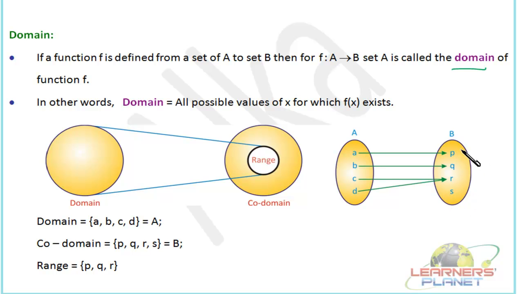All the elements of set B are part of the codomain, but the range will be P, Q and R only, right? Domain is A, B, C, D, that is set A. Codomain is P, Q, R, S, that is set B, but the range will be P, Q, R because S doesn't have any pre-image in set A, right? Or we can say S is not at all occupied, so it won't be part of the range.